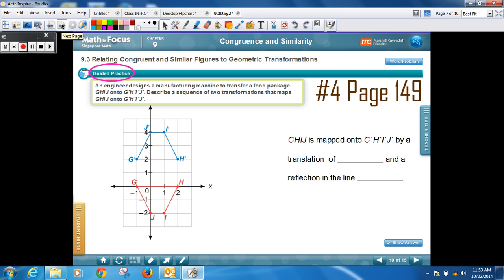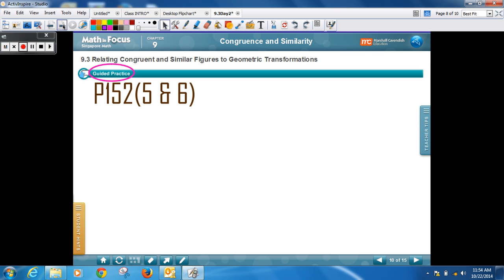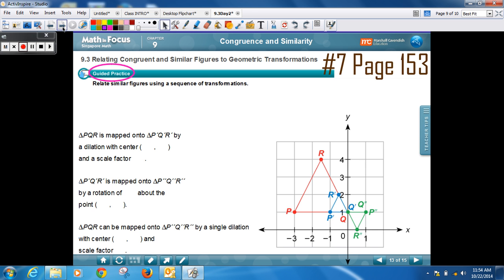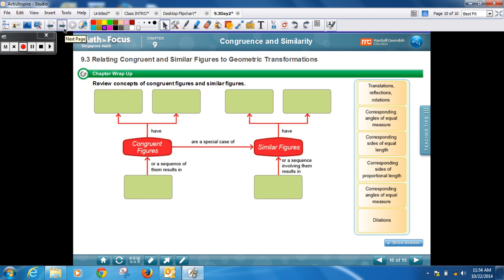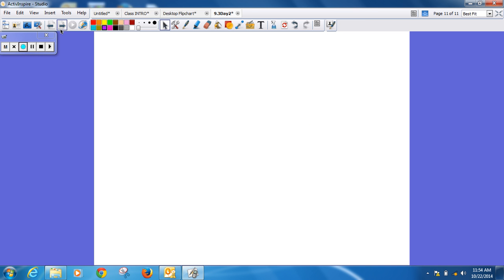This is your first guided practice. It's actually number 4 off page 149. I put it on here for you. And then you also have the following two, page 152, 5 and 6. And number 7 on page 153. You have this to fill in as well. And your assignment is the following. Page 154, 157, 6, 9 through 11, and 14.